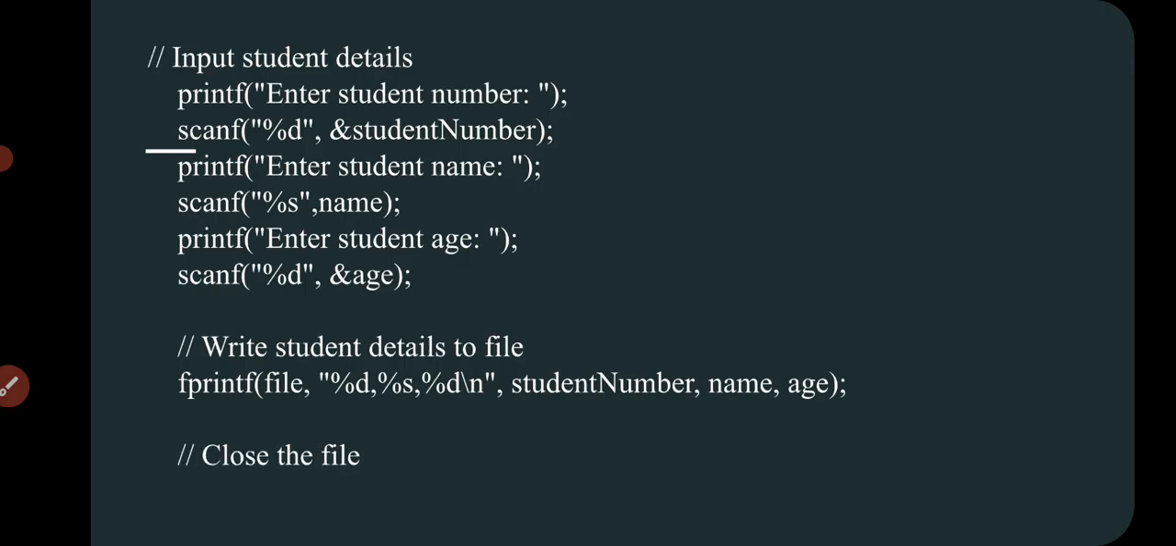Now we have to close the file. Once the file processing is done, you have to close the file. So fclose of file pointer. What is the file pointer? fp is the variable used for the file pointer. So now we have closed the file.